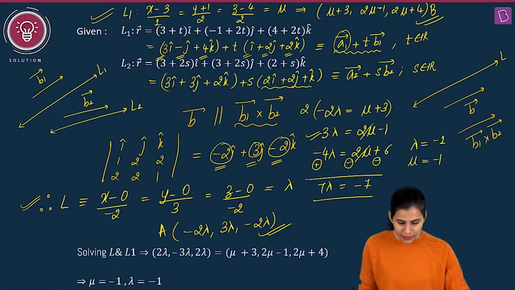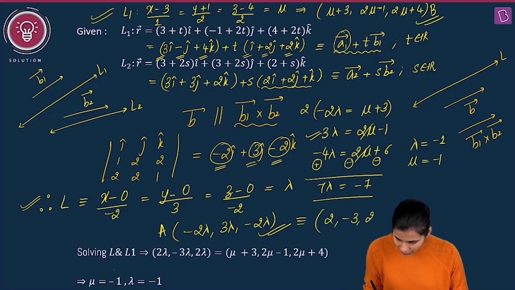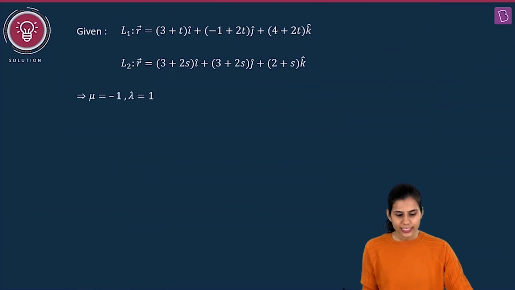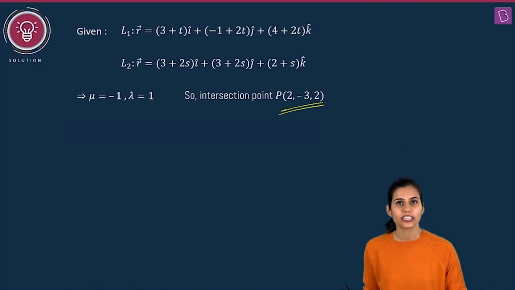So plug in the value of lambda and mu in either A or B, your choice. When you do that, the point of intersection comes out to be 2, minus 3, 2. Get it? So the point of intersection of my line L and L1 is this, which is point P.